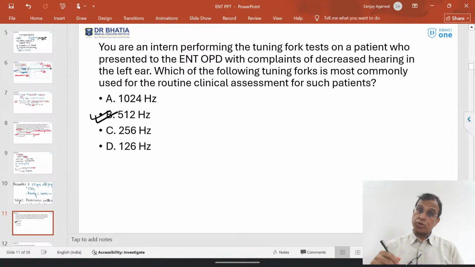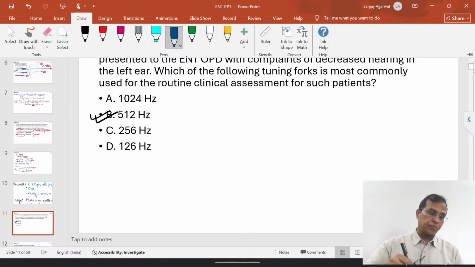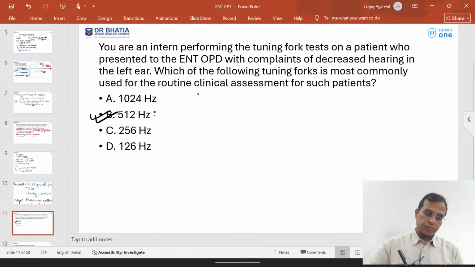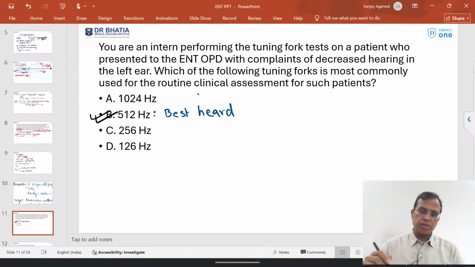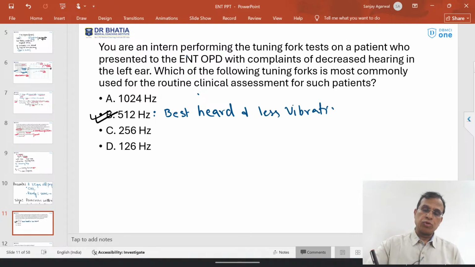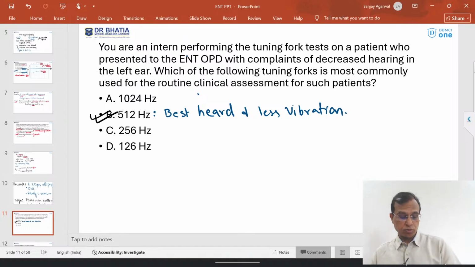बाकी ये सारे use हो सकते हैं. But this is the most popular used tuning fork because this is best heard. Compared to rest of them, this is heard the best and it has less vibration also. Vibration कम होता है फिर भी ज़्यादा सुनता है, इसलिए इसको यूज करते हैं.